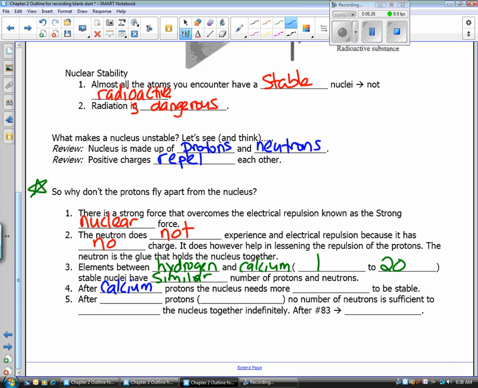After calcium, though, protons in the nucleus need more neutrons to stay stable. As you add more and more things that want to repel each other, you're going to need more and more buffers, more and more people in there that are going to stop you from fighting. And then it gets to be just too much. After 83 protons in the nucleus, which is bismuth, there's just no number of neutrons that's going to help. There's just too many of you. So there's no number of neutrons to hold the nucleus together, and those are the ones that are going to be radioactive. Their nucleus is just not strong enough to hold together. The protons really do want to repel each other and spread out, and that's where all this energy comes from.